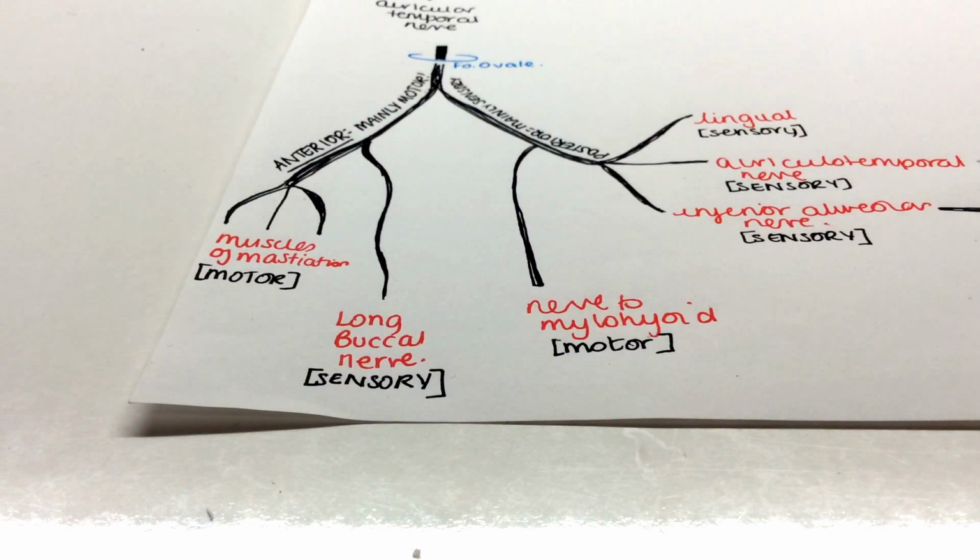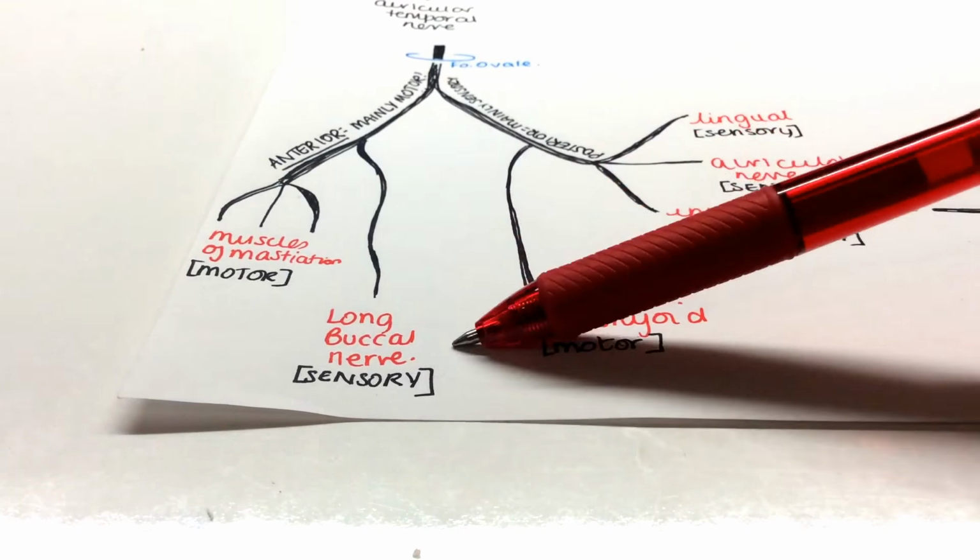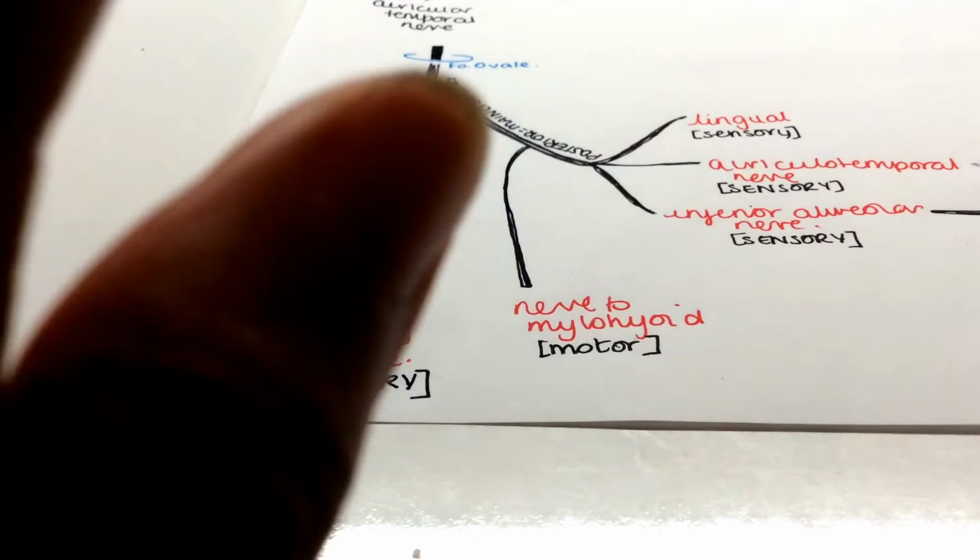There is but one exception. So the B for buccal and but. So there's an exception. The long buccal nerve is sensory, okay? So that's the anterior division done.